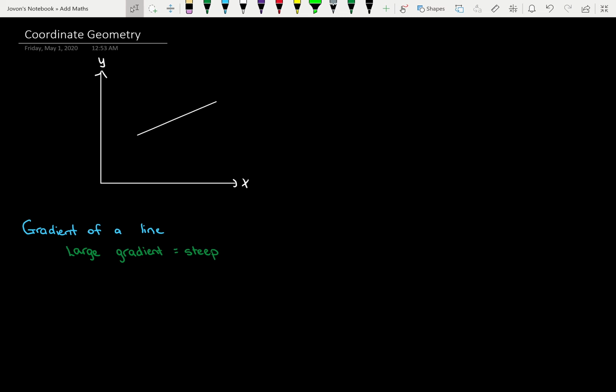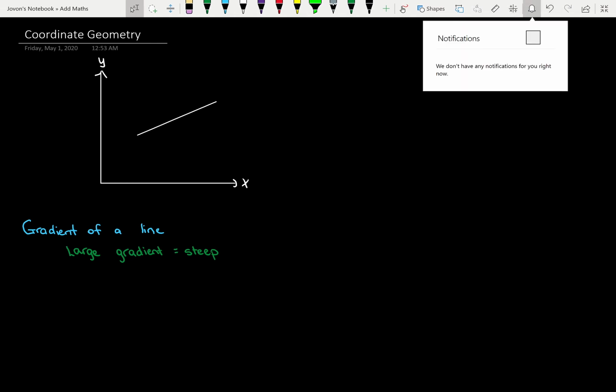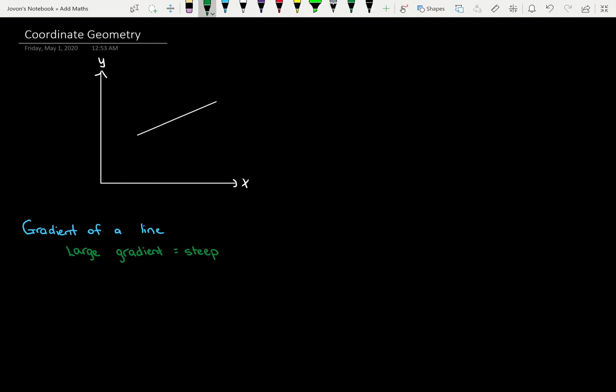Hey guys, so today we're going to focus on the topic of coordinate geometry. This topic is pretty simple and I'm pretty sure most of you are familiar with it. So let's get right into it.